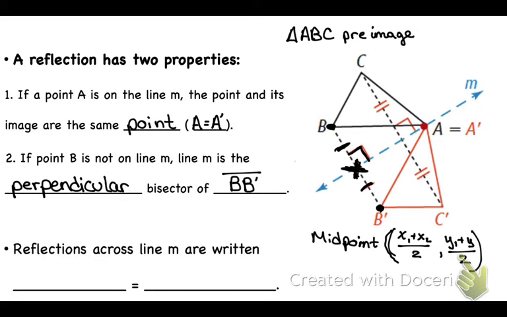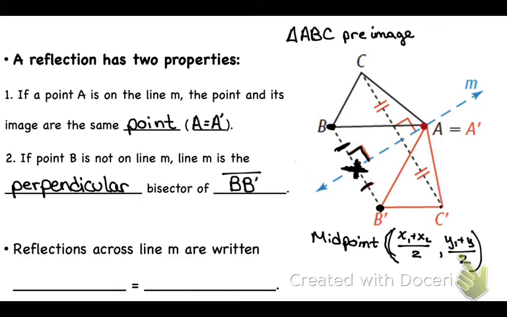And if I did the midpoint with C and C prime, would I get this? Yeah. What if I had C and the midpoint, could I find C prime? Yes, because whatever I did to get from C to the X, I'd have to do from the X to C prime.